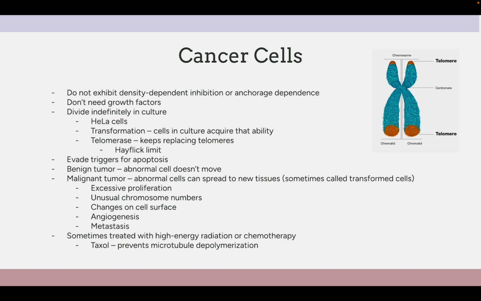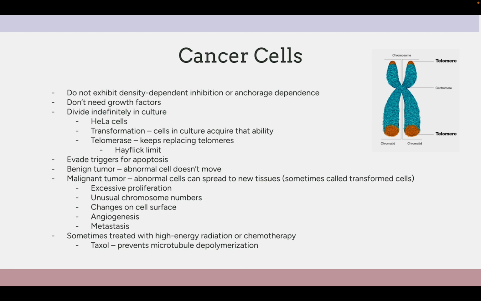So there is this line of culture cells called HeLa cells, and they came from a patient named Henrietta Lacks, and actually without her consent, but they are used a lot in biology now. There's a pretty interesting book about it called The Immortal Life of Henrietta Lacks. And yeah, so the term transformation means when cells in culture acquire the ability to divide indefinitely, like cancer cells.